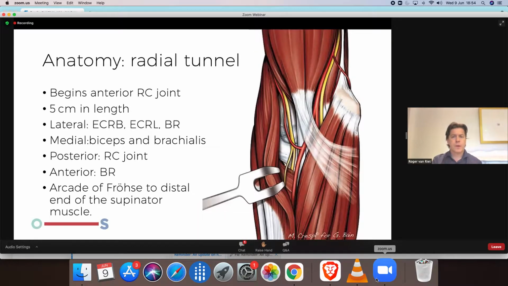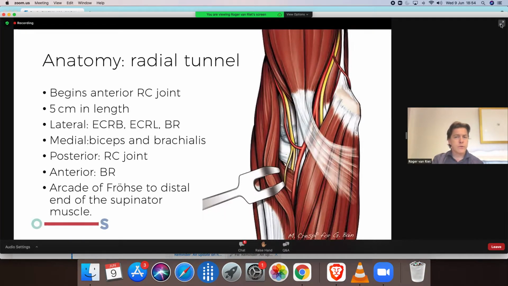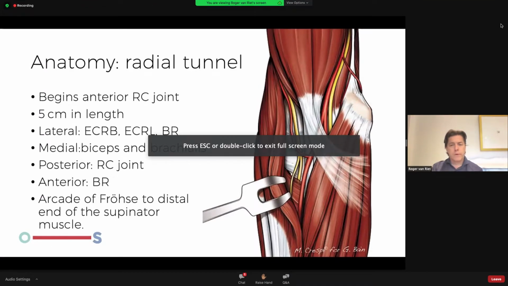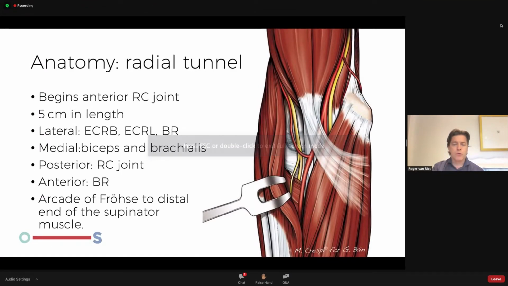The anatomy: it begins anterior to the radiocapitellar joint. Usually there's no problem there unless you see a cyst, for example, on MRI if you look for it. The tunnel is about 5 centimeters in length, with the sharp edges of the muscles on the lateral side, and on the medial side you see the biceps and the brachialis. So biceps tendon and brachialis muscle, posterior radiocapitellar joint, anterior brachioradialis. But really, the arcade of Frohse is the place where usually the nerve gets compressed.